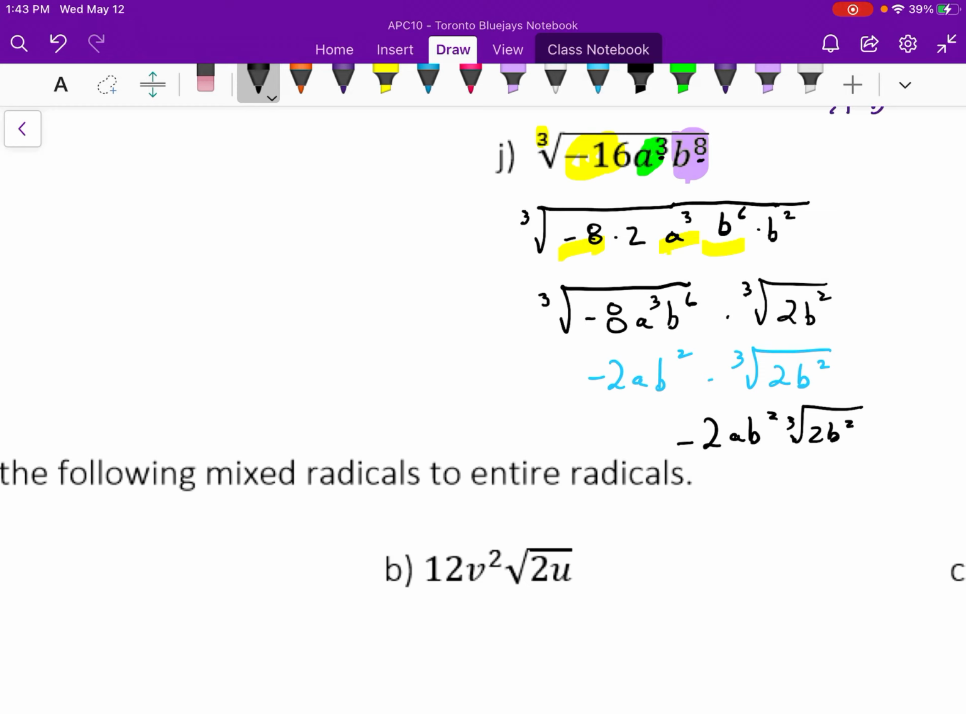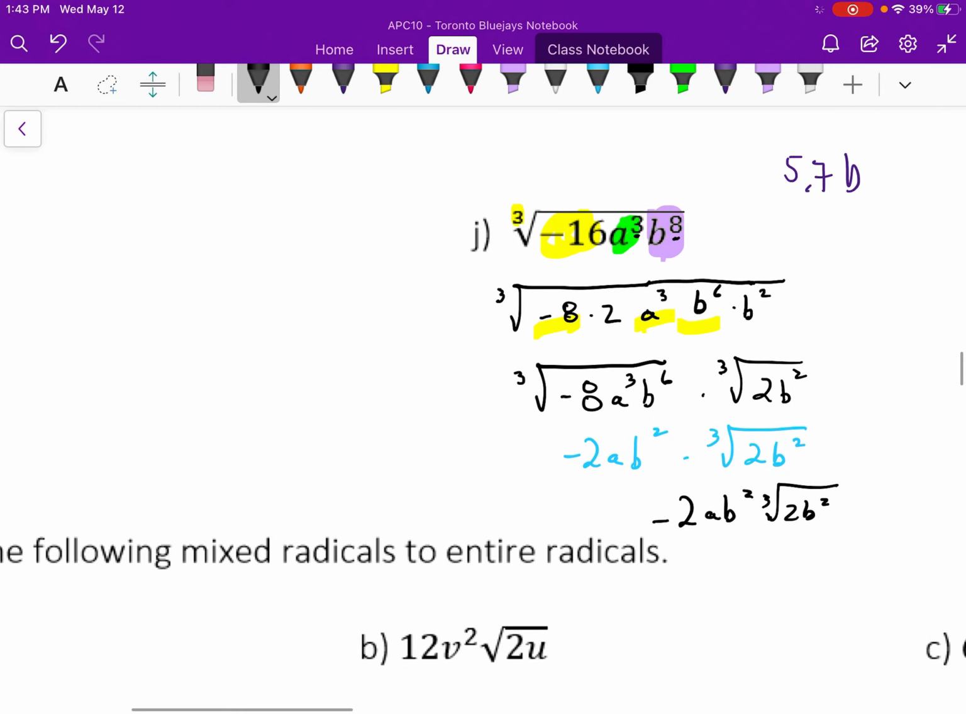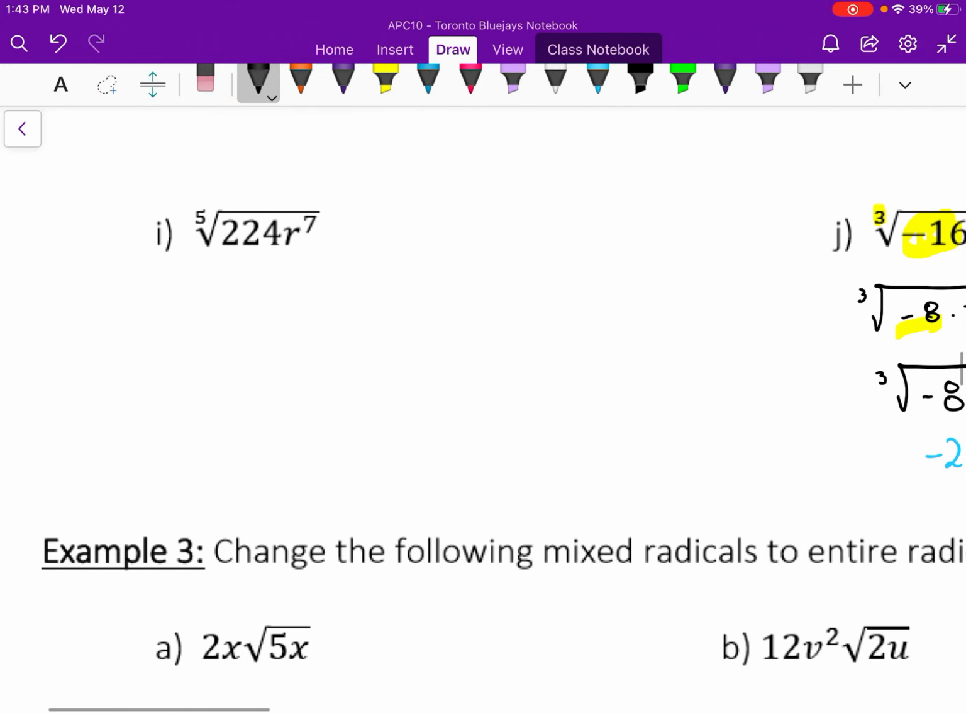All right, so that was fun, and that was simplifying. So simplifying, we just really need to make sure that we split up our radicands into exponents that are divisible by the index of our root.